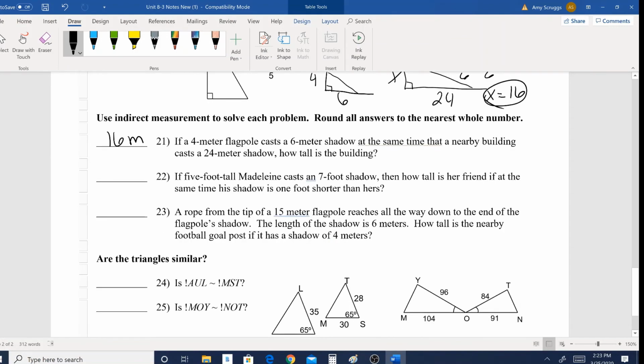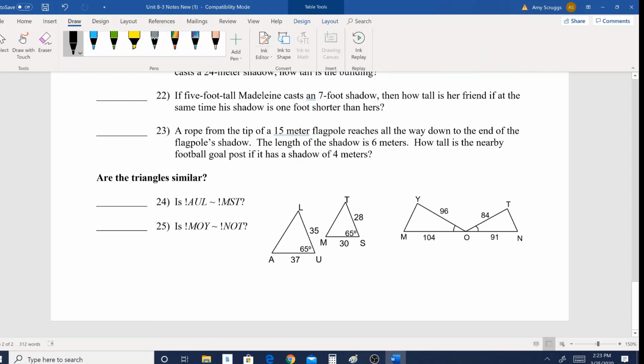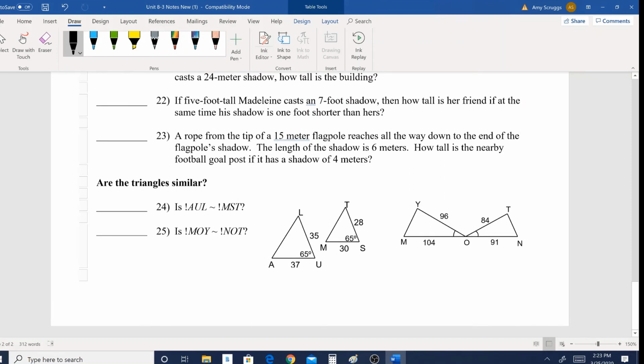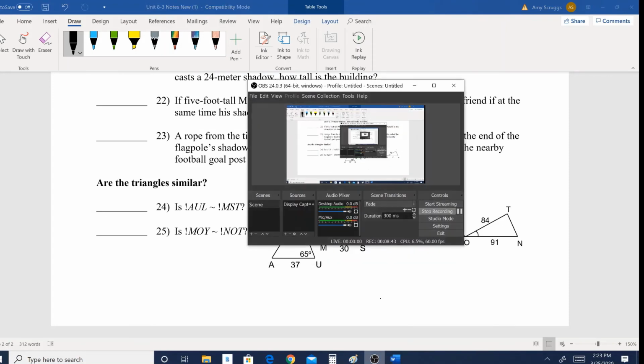Okay, we have another shadow question and we have another flagpole question. So both of those are fairly simple. So now let's take a look at these at the bottom here. And that's, of course, supposed to say is similar to the triangle. Of course, it's not using the right notation. But it wants to know if these triangles are similar. Now, again, let's just review what we have learned.